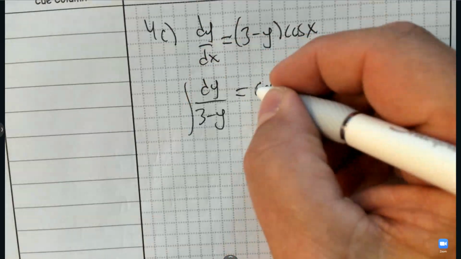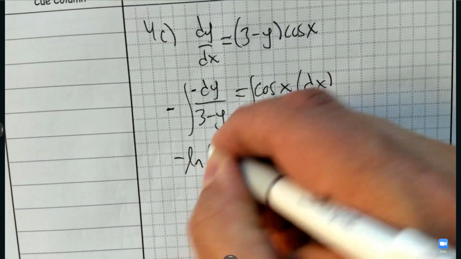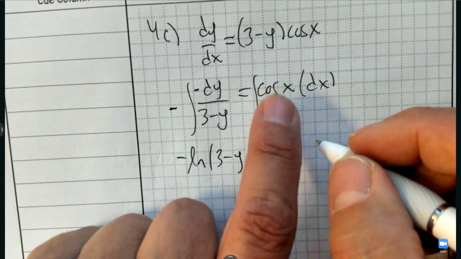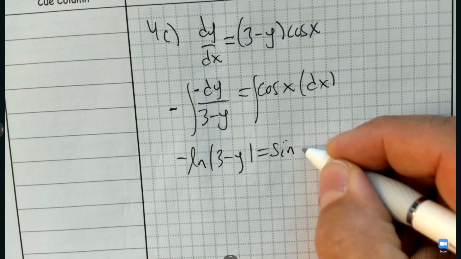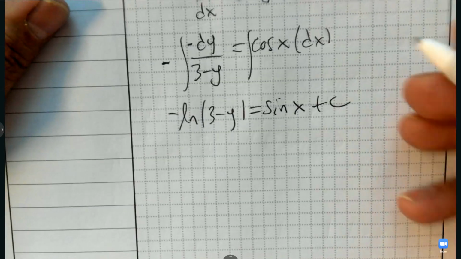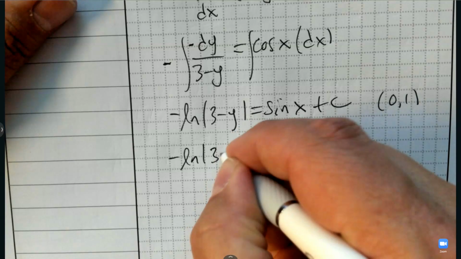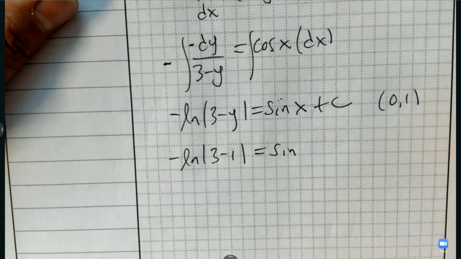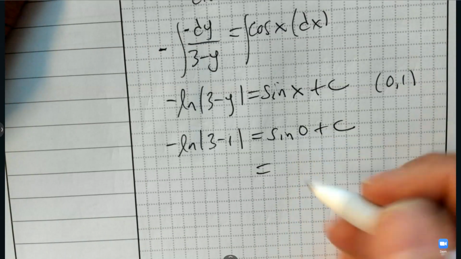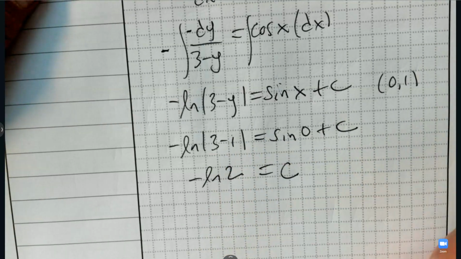Next, I'm going to integrate this. So the derivative of the bottom is negative, so I need a negative in front, and then it's a logarithm. There's no hook here for cosine, so when you integrate cosine, it's sine, not negative sine, plus c. And then I'm going to plug in. So I have a point to plug in, which is 0, 1. So I'm going to plug in 1 for y, and I'm going to plug in 0 for x. So the value of sine at 0 is 0, so it's just c. And then this is negative ln 2. The absolute value of 2 is 2, and that's it.